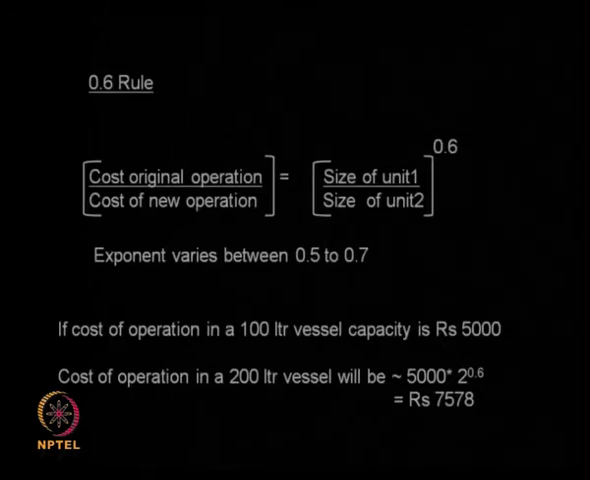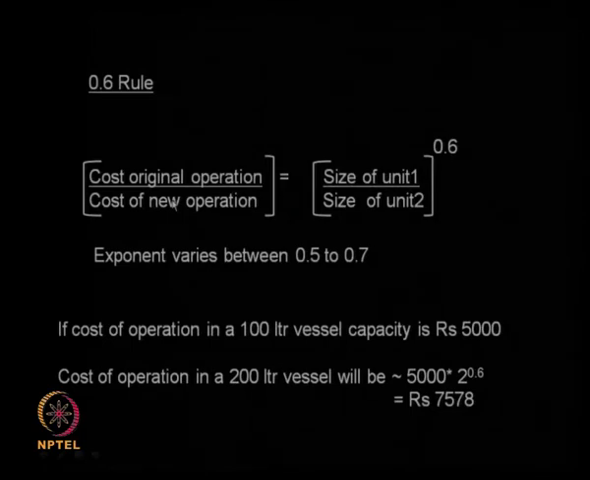Okay. There are some few small rules which are very useful when you are doing design. One is called the 0.6 rule. It is a very interesting rule which gives you a ballpark figure of the cost. For example, the cost of the original operation is related to the size of the unit raised to the power 0.6. Generally this number is called the exponent, it varies between 0.5 to 0.7. Do not ask me why you get 0.6, it is based on experience, and this number is of the order of 0.5 to 0.7. So cost of original operation is directly proportional to size of the unit raised to power 0.6.